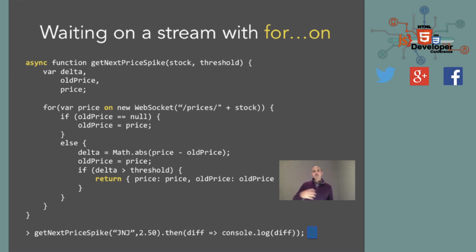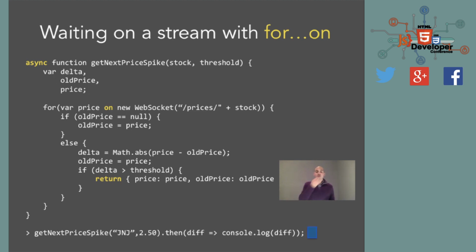And I want to consume some WebSocket, some stream of stock prices. And as soon as the delta between the previous stock price and the next stock price is larger than the threshold, I want to return that delta. Well, a stream is really not too different from an iterable, if you think about it. All these push data sources, it's really that we're observing instead of iterating. Data is being pushed at us instead of us pulling data out.